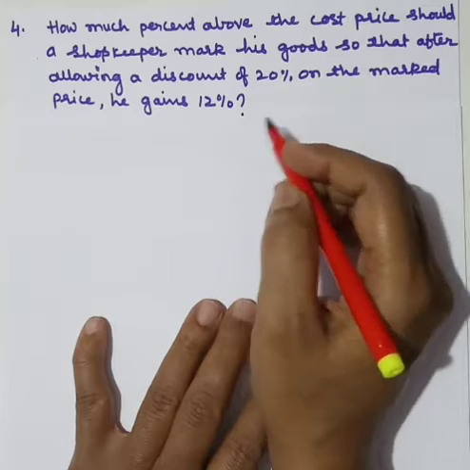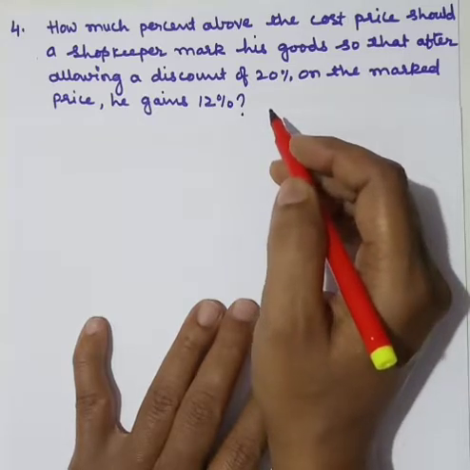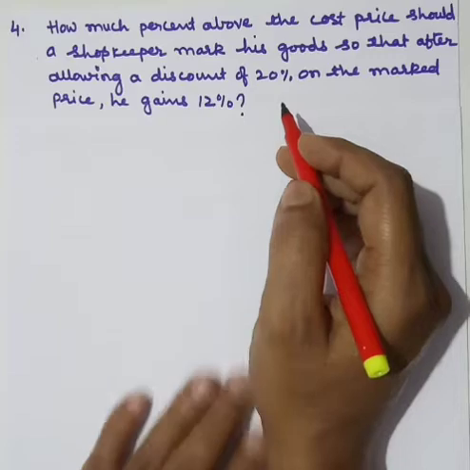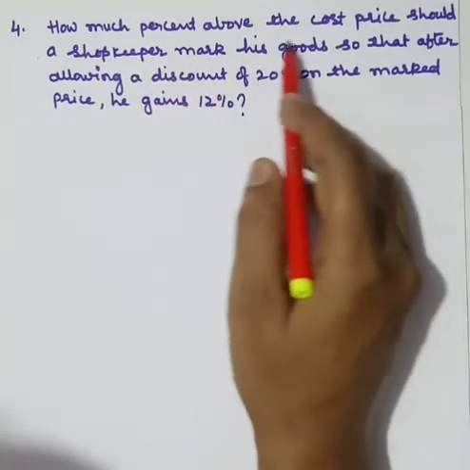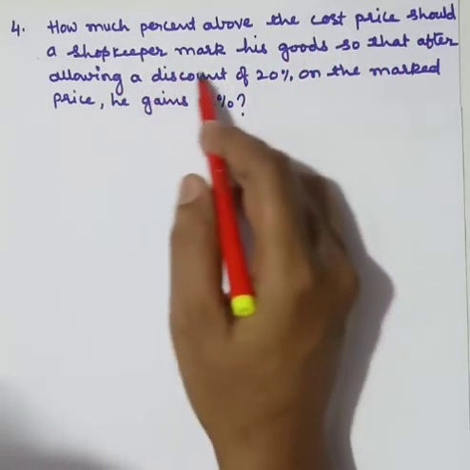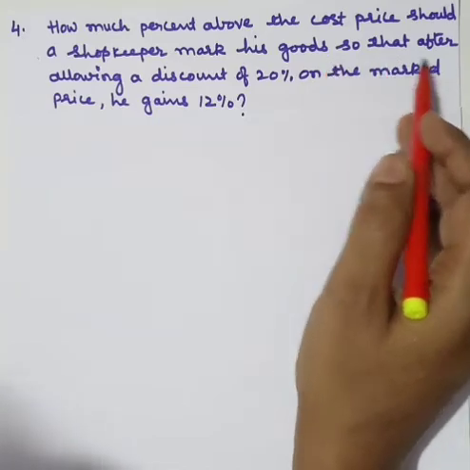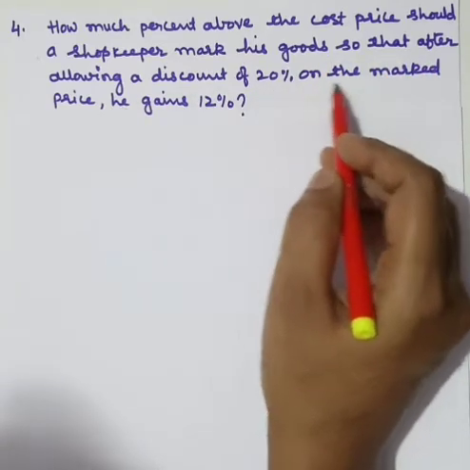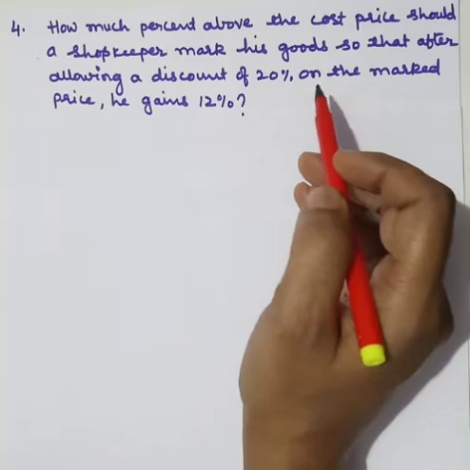Yes, come on, dear children. Let us move towards the next question. Question number 4. How much percent above the cost price should a shopkeeper mark his goods so that after allowing a discount of 20% on the marked price, he gains 12%?